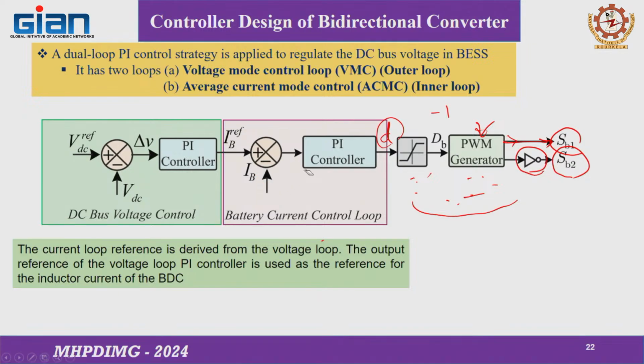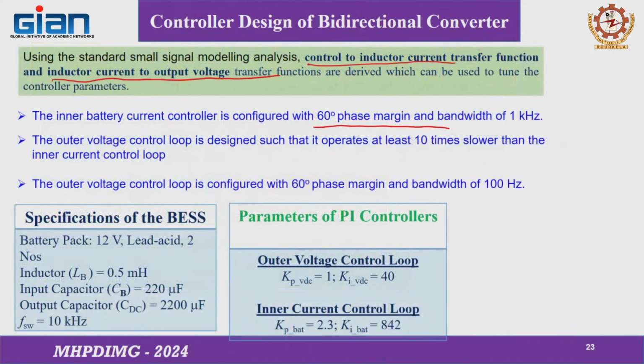First we will find the bandwidth of the current loop and the corresponding PI values. Then we will design the PI values for the outer voltage loop. The phase margin for both loops is fixed to 60 degrees to have stable operation. As the switching frequency is taken as 10 kilohertz, the bandwidth of the current loop is 1/10 of it, so we fix the bandwidth of the current control loop, which is faster, to 1 kilohertz.